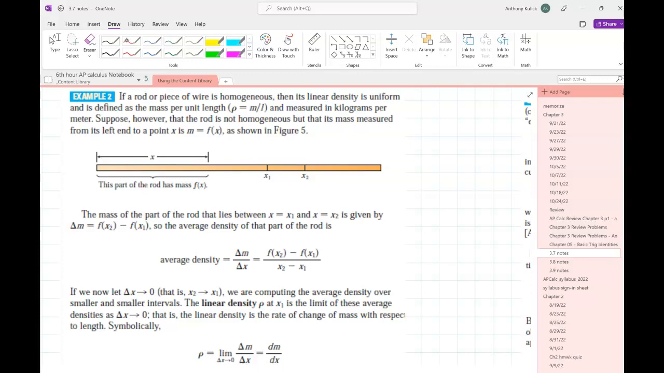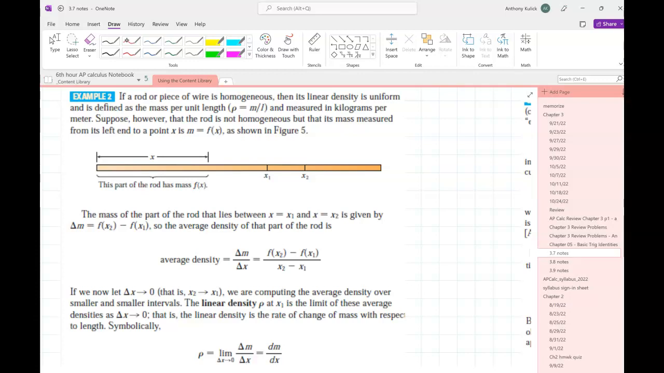This says if a rod or a piece of wire is homogeneous, what does homogeneous mean again? It's like the same throughout, right? Okay. Then its linear density is uniform and defined as mass per unit length. Great. And we measure that in kilograms per meter.